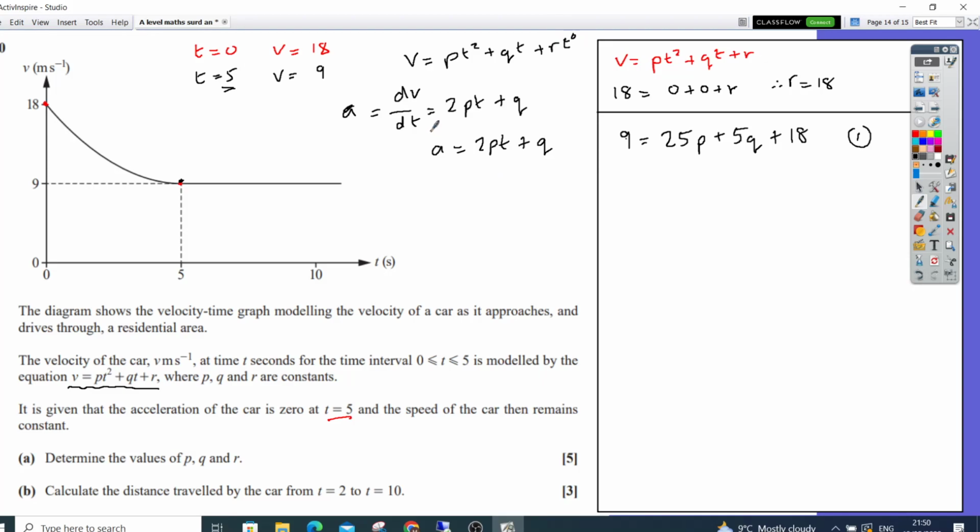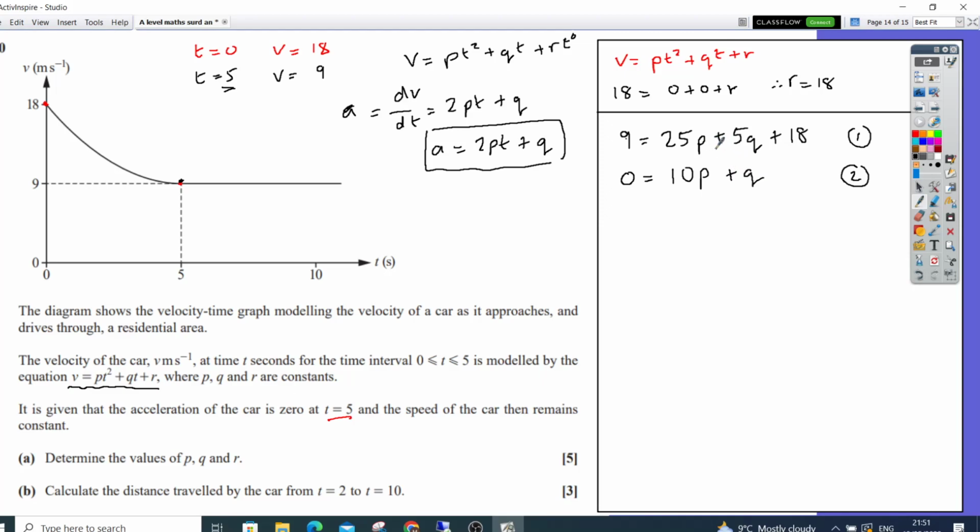Okay, so now we've got the acceleration formula, acceleration is equal to 2pt plus q, and from here we can get our next equation, because we've been told that the acceleration is 0 when the time is 5. At 5 seconds it goes flat. The velocity is constant. So t is 5, and 5 times 2 is 10, so that's going to give me 10p, plus just q. Okay, so now we have two equations, two unknowns.